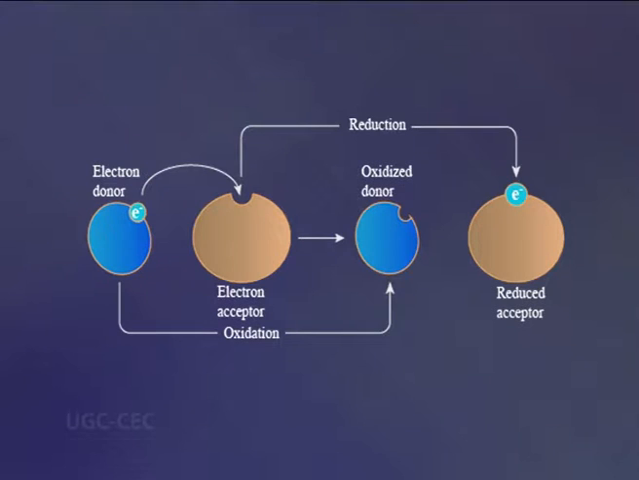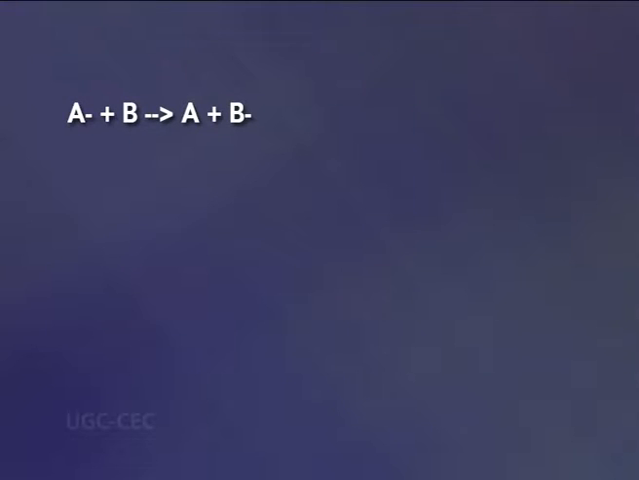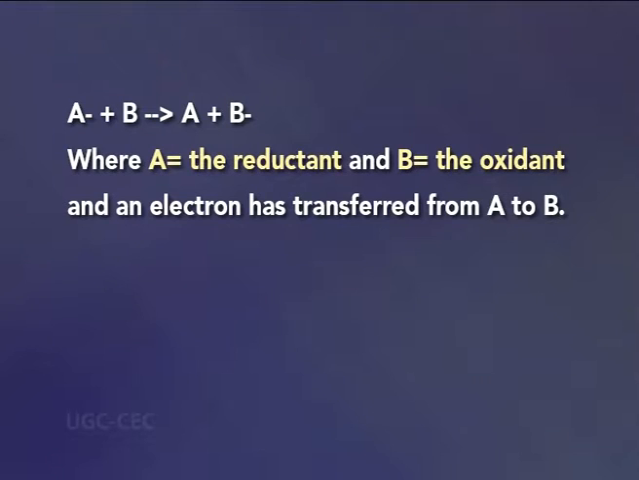Oxidoreductases. Oxidoreductases catalyze oxidation or reduction reactions where electrons are transferred from one molecule, that is the reactant, to another molecule, that is the oxidant. This can be shown as A- plus B gives rise to A plus B-, where A is the reactant and B the oxidant, and an electron has transferred from A to B.